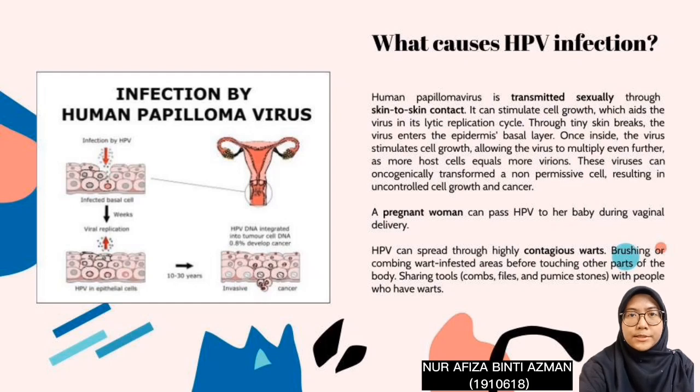Through tiny skin breaks, the virus enters the epidermis base layer. Once inside, the virus stimulates cell growth, allowing the virus to multiply even further. As more host cells equal more variants, these viruses can oncogenically transform a non-permissive cell, resulting in uncontrolled cell growth and cancer. A pregnant woman can pass HPV to her baby during vaginal delivery.